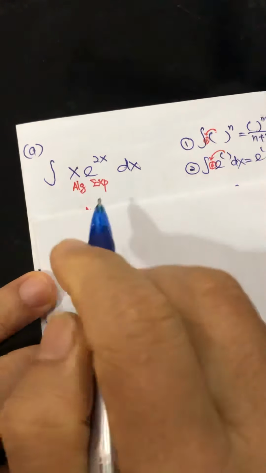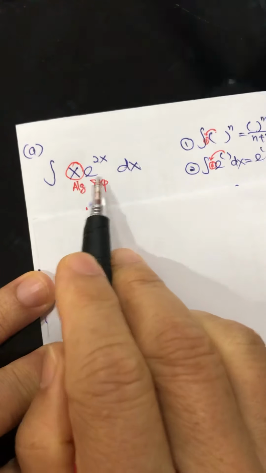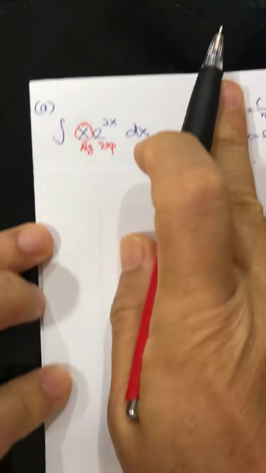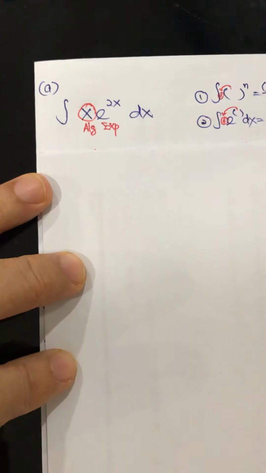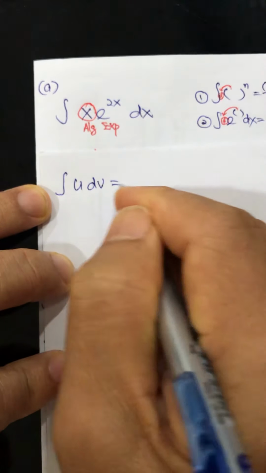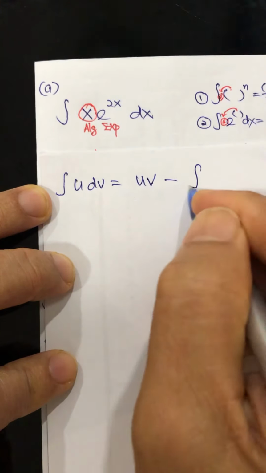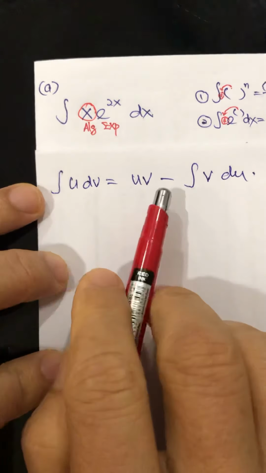Okay, first, you see I want to integrate this. This x is algebraic, this is exponential. So you remember here, because we are going to use integration by parts, you must have this: u dv equals uv minus v du.